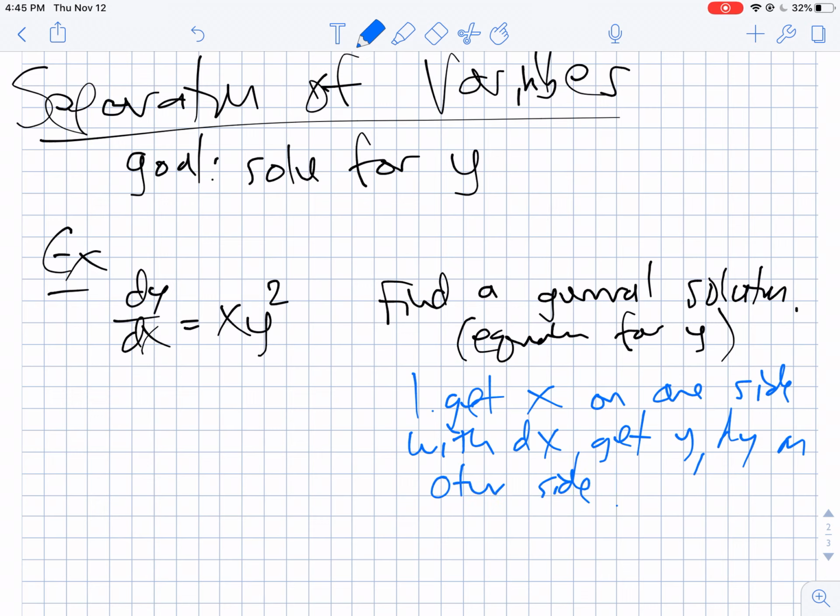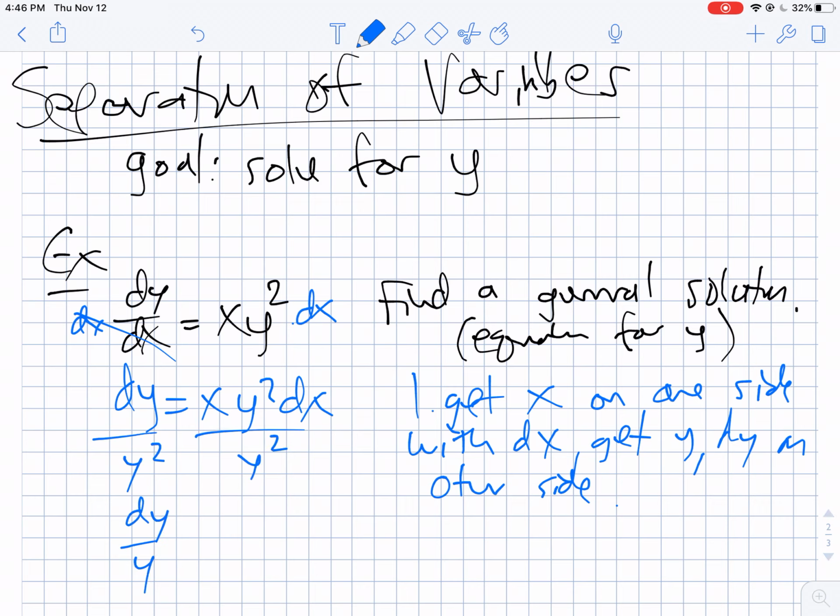I know this seems weird to break up the fraction here, but we're going to multiply the dx to both sides because that's going to cancel. So we'll get dy equals xy squared times dx. Now I want this y squared to be with its brethren on the y side, so I'll divide both sides by y squared. So I'll get dy over y squared equals x dx.